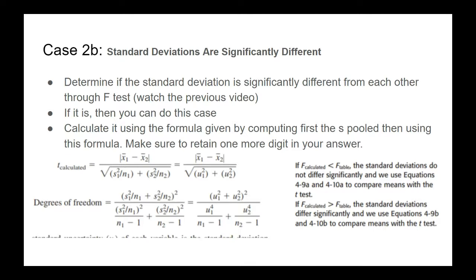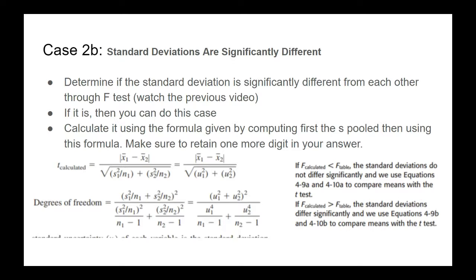All right, so case 2b. This is when the standard deviations are significantly different. Same thing as case 2a, we're going to determine if the standard deviation is significant. We're going to run again an F-test.